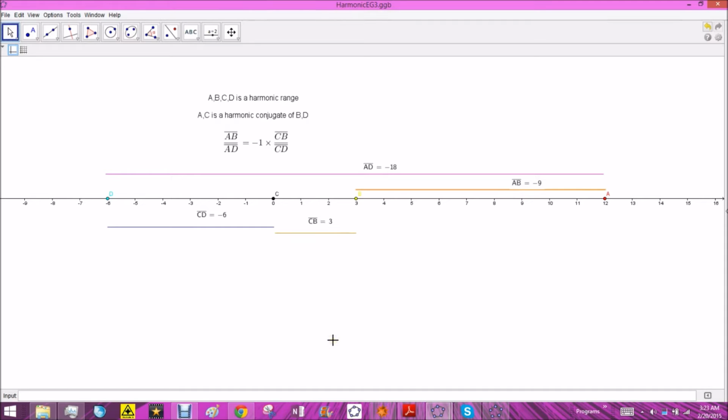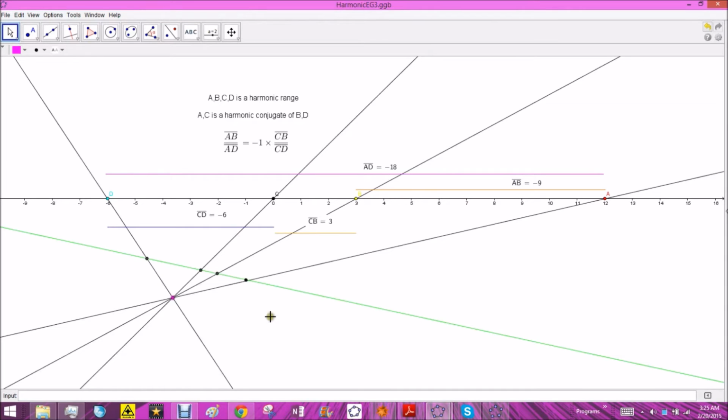So this idea of harmonic ranges is really a very interesting one because it appears in so many places, and more importantly it's what's known as a projective invariant. That means that if you have a harmonic range and you do a projection of it, as perspective or something, then the result will be another harmonic range.